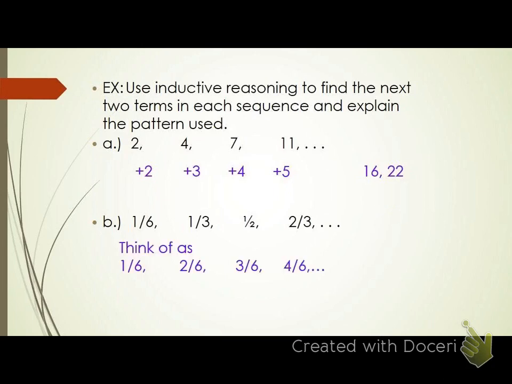Okay, so the next one, did you recognize the fact that you could create common denominators for each of these fractions? And if you do, then it becomes a bit easier to see what's going on, right? And we can see that we're going to add 1/6 each time. And so the next two numbers become 5/6 and 1. And so coming up with the pattern there just simply says we're going to add 1/6 to each number.